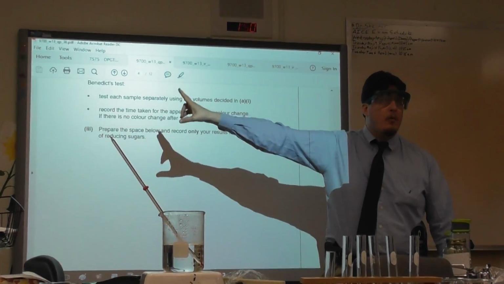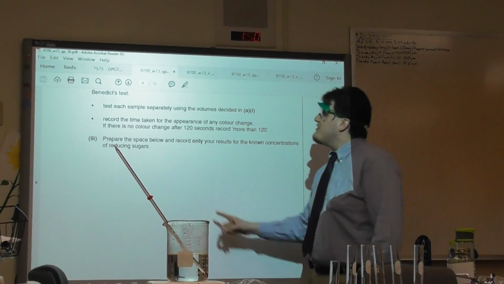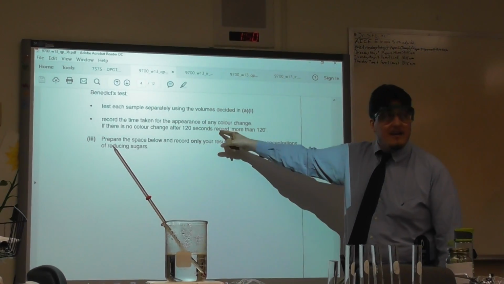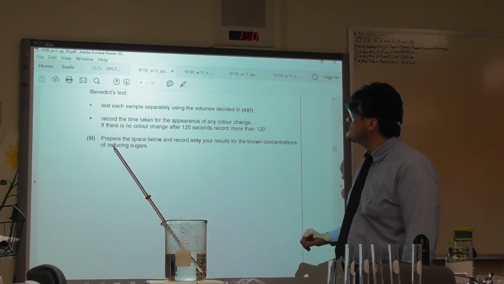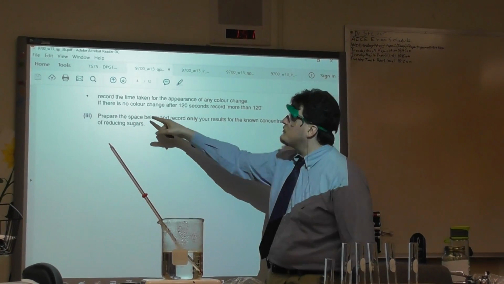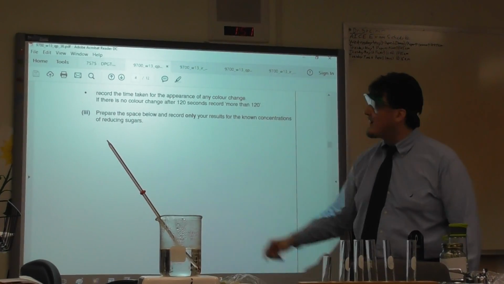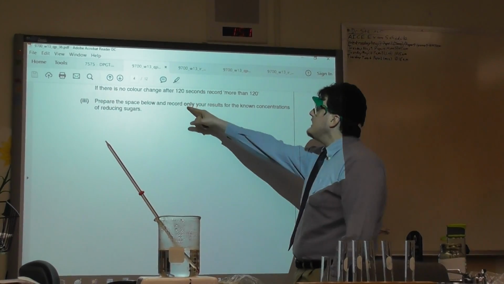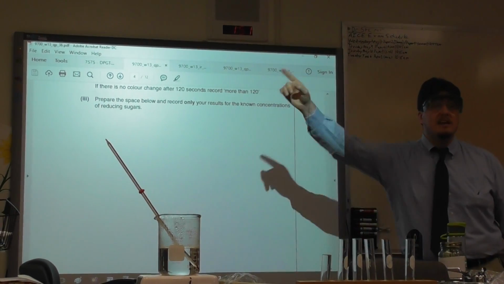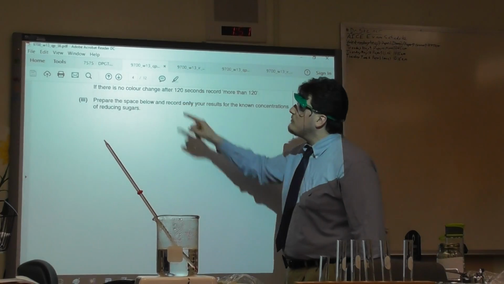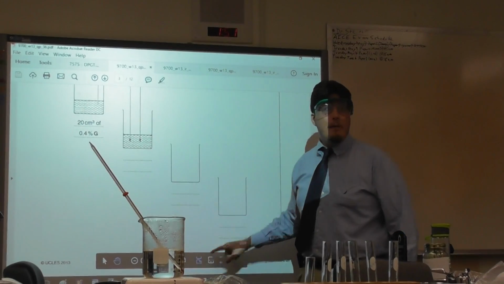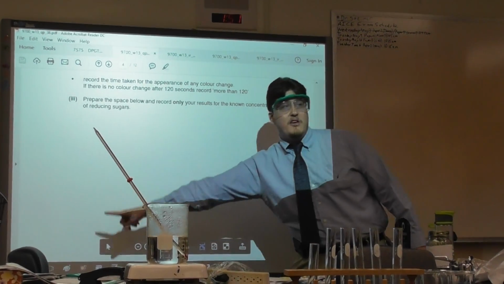This tells me 2 things about what I'm going to be doing. It tells me that I'm going to be recording time taken for the appearance of any color change. That is my dependent variable. I'm also going to be testing each sample using the volumes decided. And I'm going to prepare the space below, which means I'm going to make a table, a boxed-in table. And I'm going to record only my results for the known concentrations of reducing sugars. That sounds to me like an independent variable. So I'm only going to record the known concentrations that I prepared here. So I'm only going to have 4 independent variables in my table.